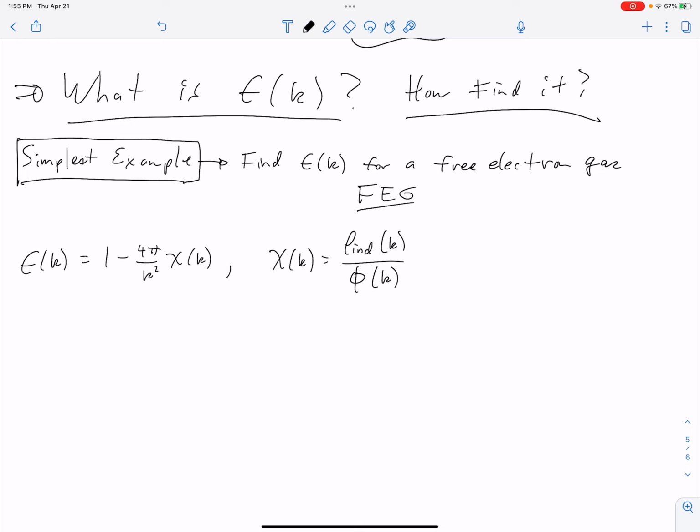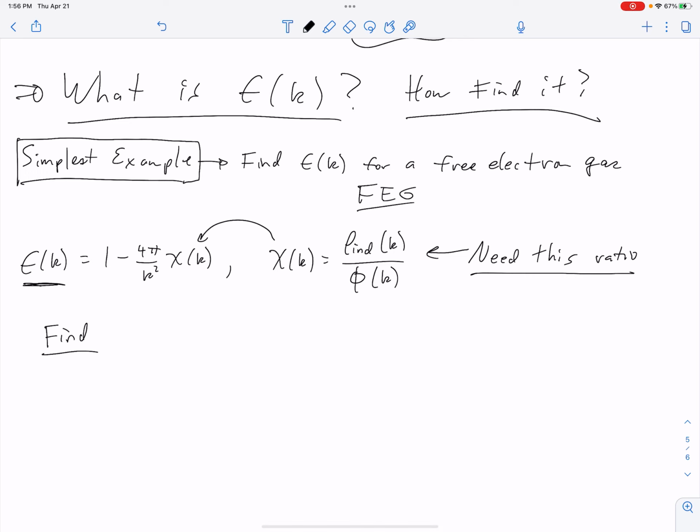So what we need is this ratio. Because if we can find the ratio of the induced charge over the total potential, then we have it. Because that is the susceptibility, and then we just plug that into here, and then we get the dielectric function. So we must find the ratio of the induced charge divided by the total potential.